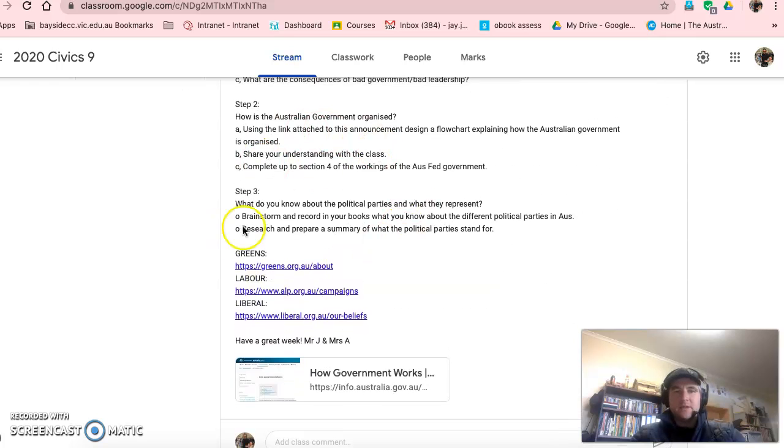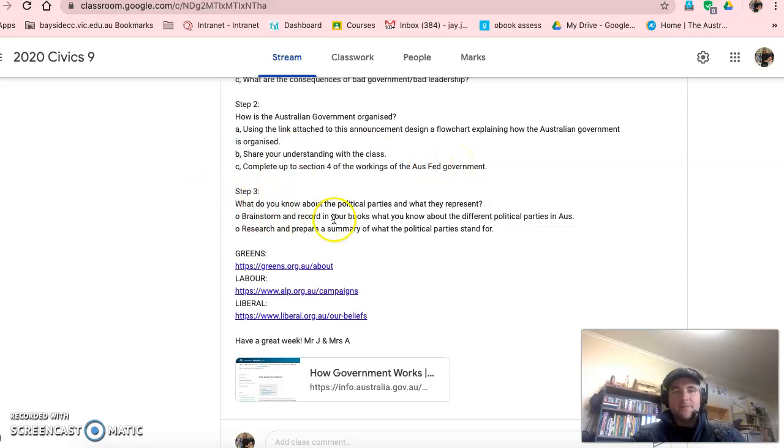Next, you're going to go down to step 2 and have a look at this link down here. It's a flowchart explaining how the Australian government is organised. You can write that out a little bit if you'd like, some of your thoughts on that. Ignore number C because we're not in class. I didn't give you this sheet.